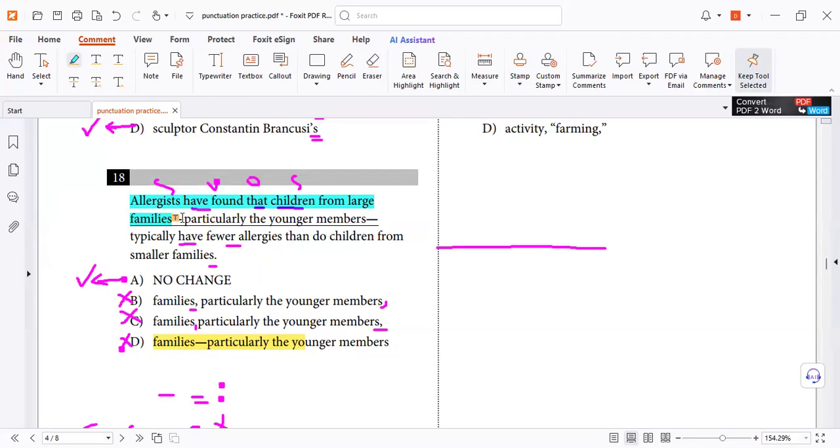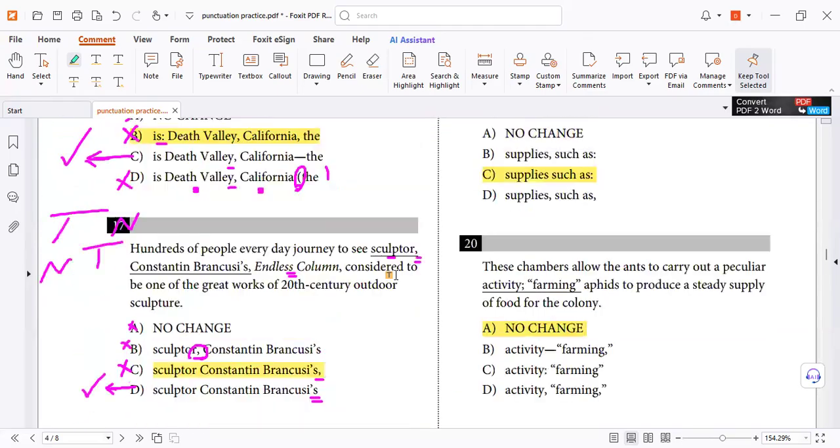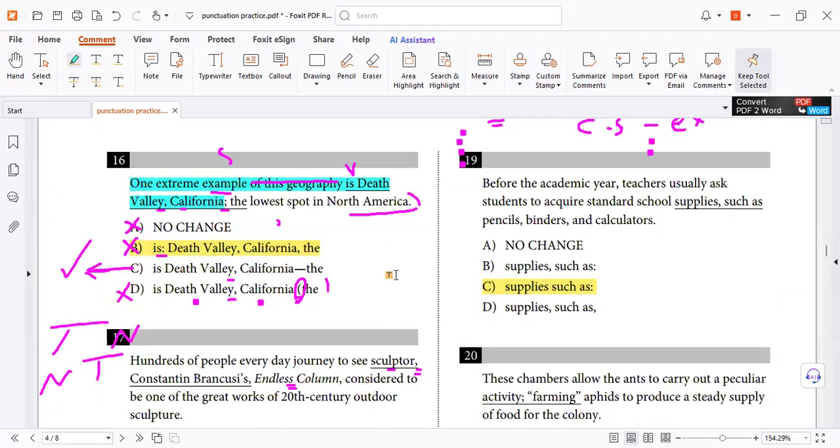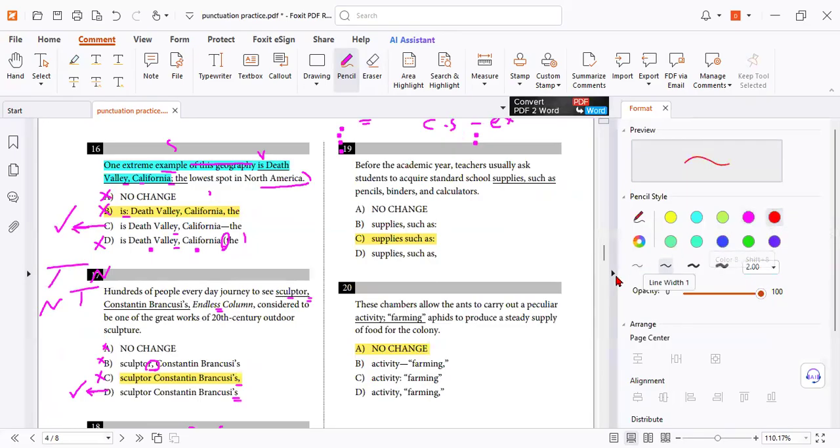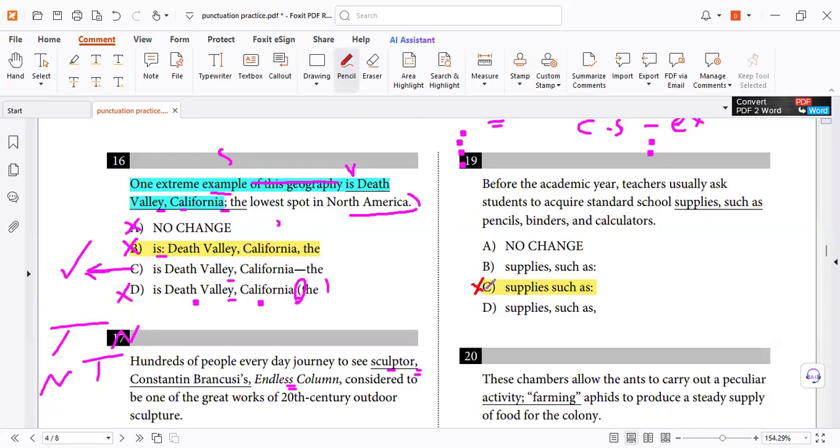That means you need two dashes for emphasized information. That's why always follow the rules. Number, you make it C? No, my friend. Let's go to the next. Try again.